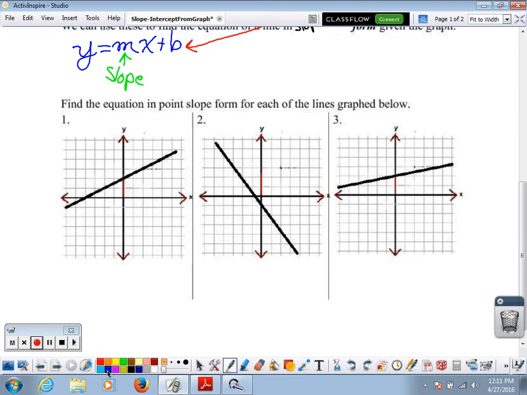So for these examples, I want to write the equation in slope-intercept form for each of the lines graphed below. So where I'm going to start is I'm going to pick a couple of points on the graph. That's what's going to make my job easy. So let's take this point, 0, 2, and let's use this point, 4, 4. Now I know that I'm going to use those to find slope. So I'll write the formula down.